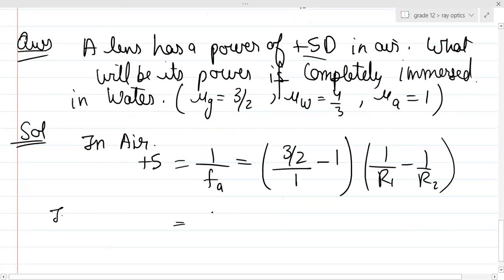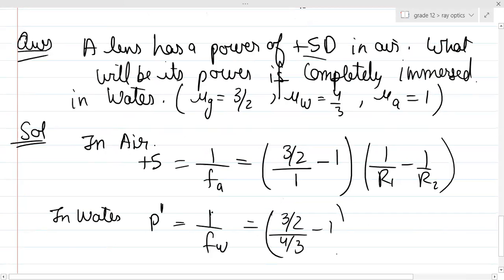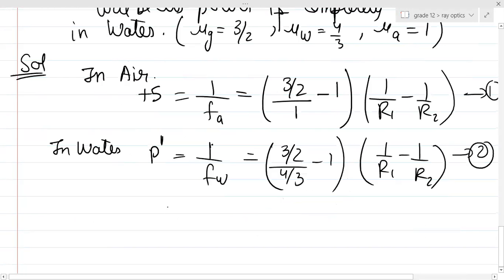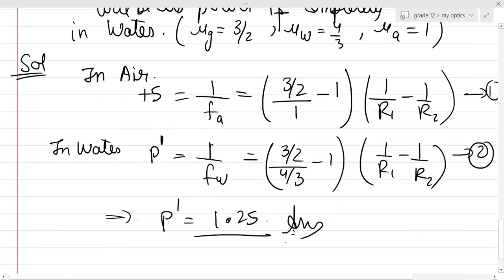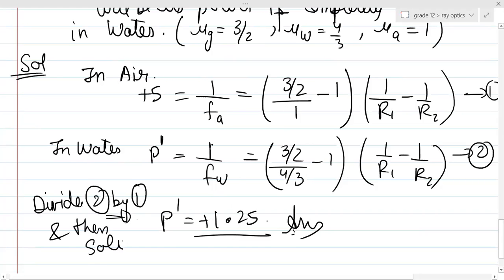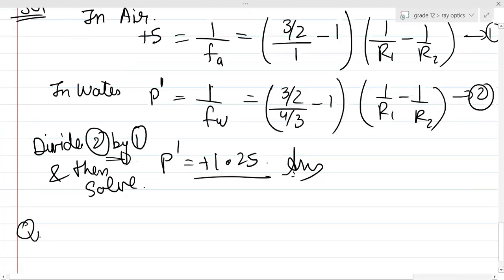Similarly, if it is in water, then 1 by f water will be equal to, and this is the P dash which you want to find out, right? So I guess you people can do it easily. Already we have done this type of question. Divide the two, so you get P dash. Is it clear? The answer will be 1.25. Okay, plus. So hence still it is behaving as a converging unit. Anyways, I think you people can solve it, right? I'm not wasting time on solving this now. Next question.